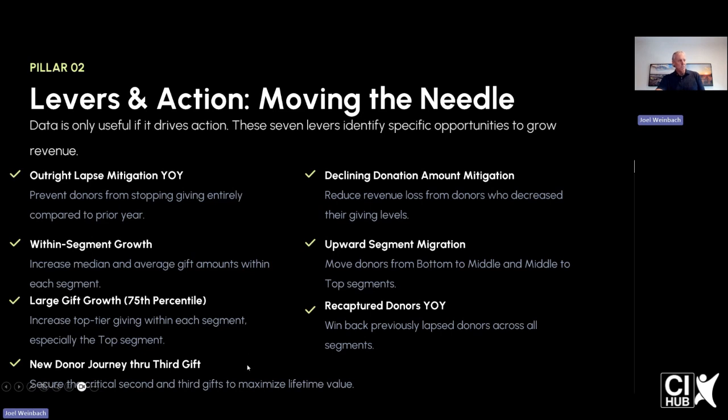One I haven't touched on yet is the new donor journey through their third gift. In most organizations, when we look at the data, once you get to a third gift, that donor's lifetime value goes up significantly over other new donors. And so we want to really focus on the donor journey through the third gift. And you'll see, we'll show analytics for a lot of these things when we get into the product itself. But this is what we're focused on. These 7 levers, within your existing donor base, these 7 levers drive everything.